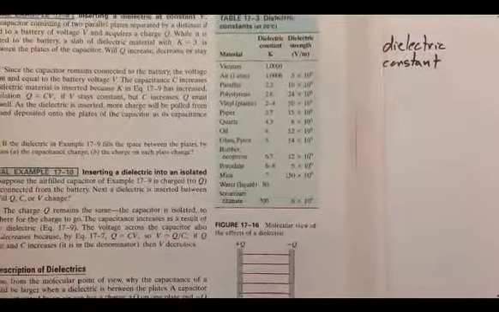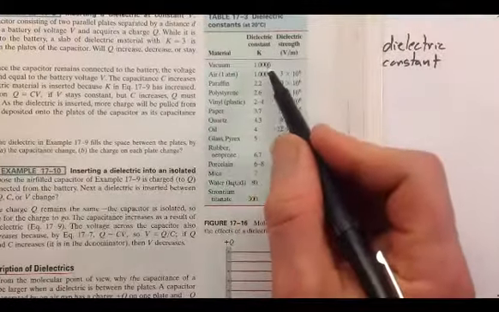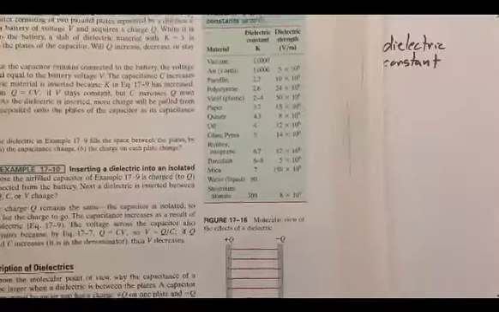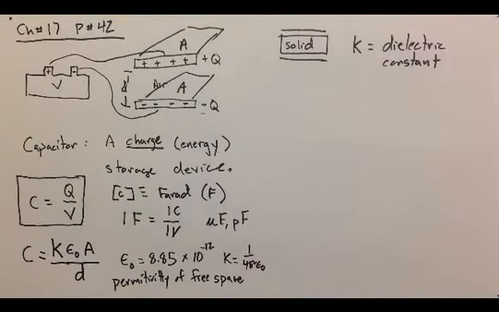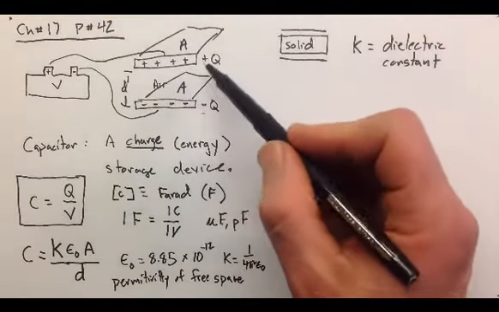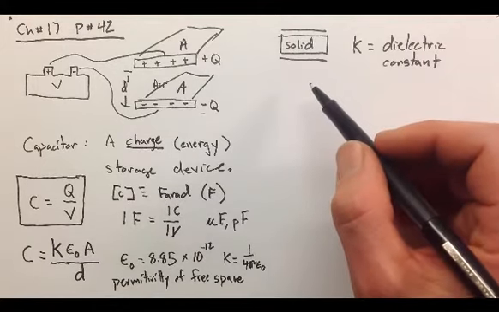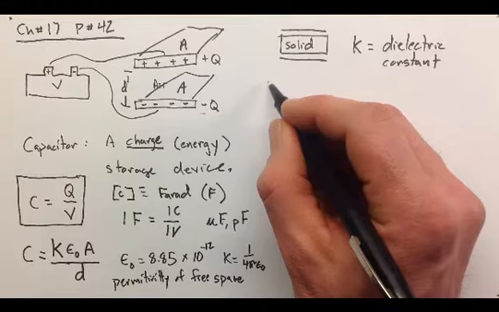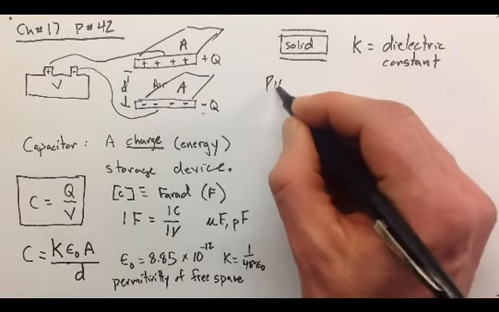Now, here's just a little chart of some different dielectrics. Air has a dielectric constant of 1, paraffin wax 2.2, etc., etc. All right. So if we put a solid in between here, we're most likely going to increase the capacitance of our capacitor. Okay, on to problem number 42 here.